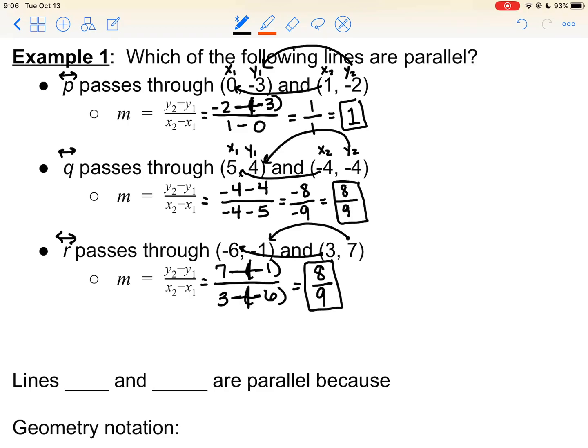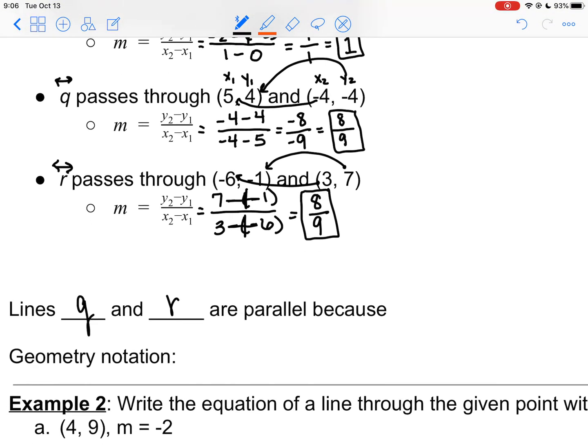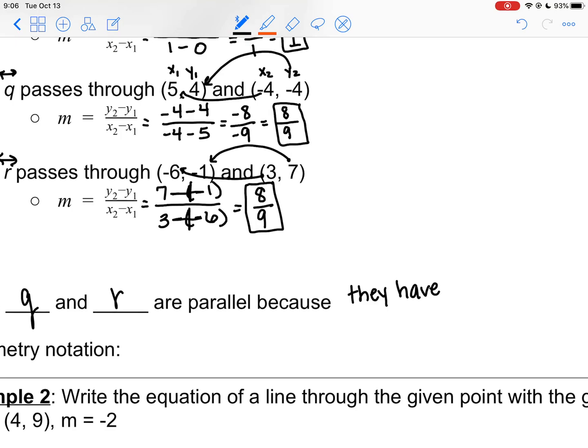So looking at the slopes of these three lines, I notice that both line Q and line R have a slope of 8/9. So line Q and line R will be parallel because they have the same slope.